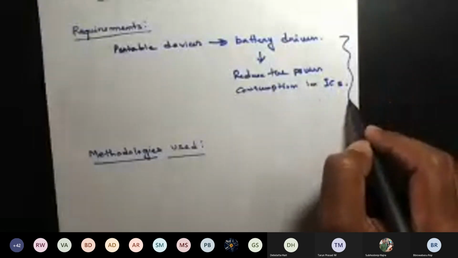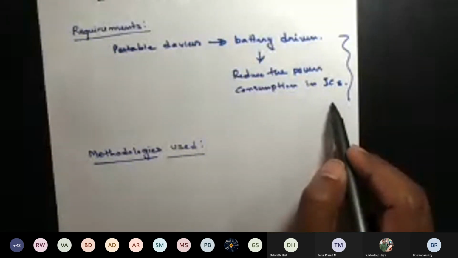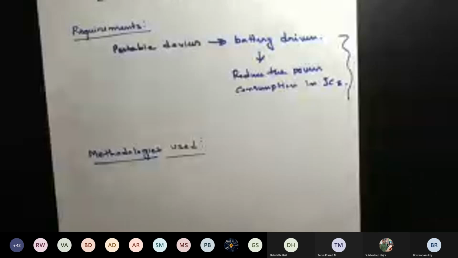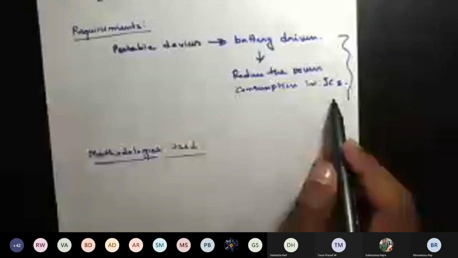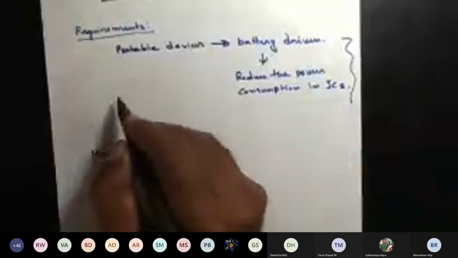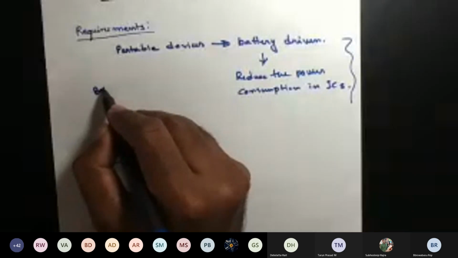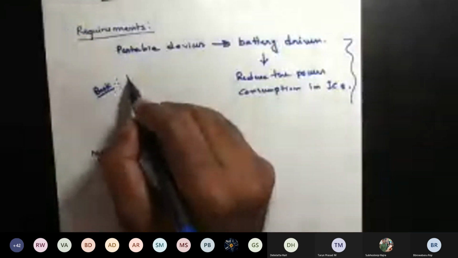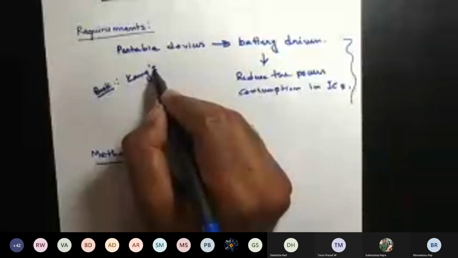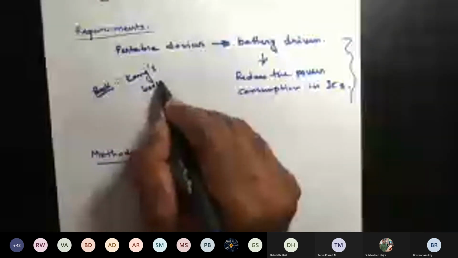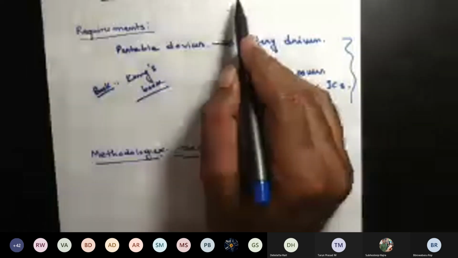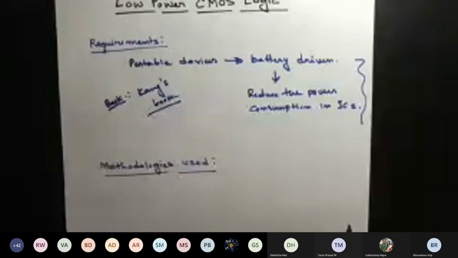So this is a small background. If you want some more background or more discussion on this, you can follow Kang's book. I'm writing it here. Please follow this Kang's book for this topic, low power CMOS logic.